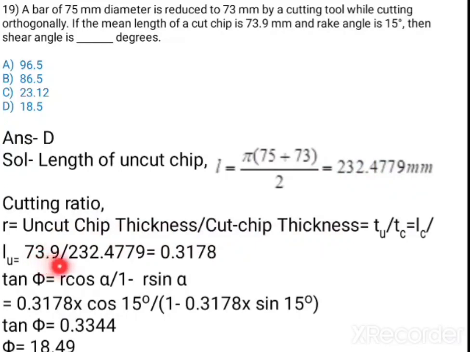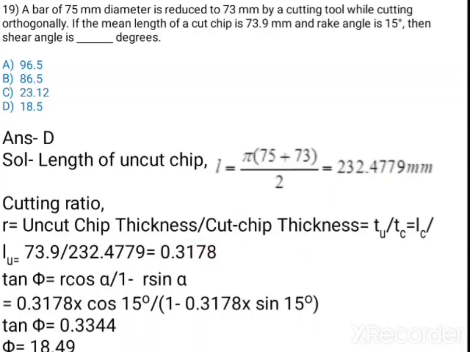Here we are going to use the length formula LC by LU. LC is already given: the mean length of the cut chip is 73.9 mm, and we have already found out LU, the length of uncut chip, that is 232.4. So from that you can easily find out R, that is less than 1.